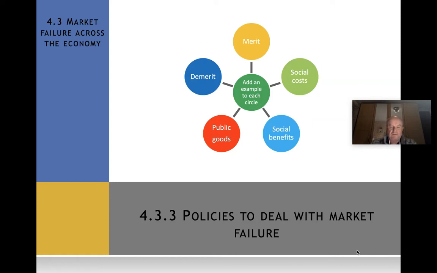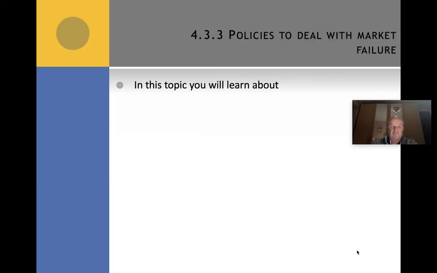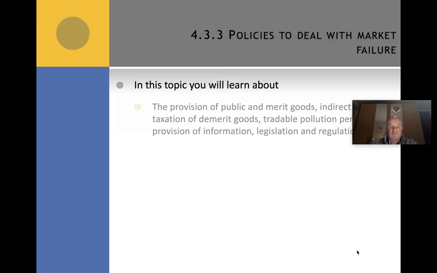Okay. So obviously we're talking about a range of things which lead to, or can lead to, market failure, and in some cases it's to do with merit and demerit goods, social costs, social benefits, and also public goods. We're going to be looking at that in a little bit of detail and looking at some of the policy options that are available to try and deal with market failure.